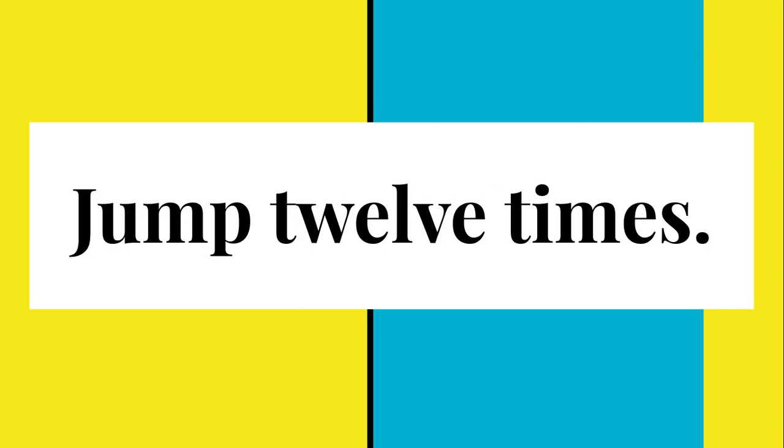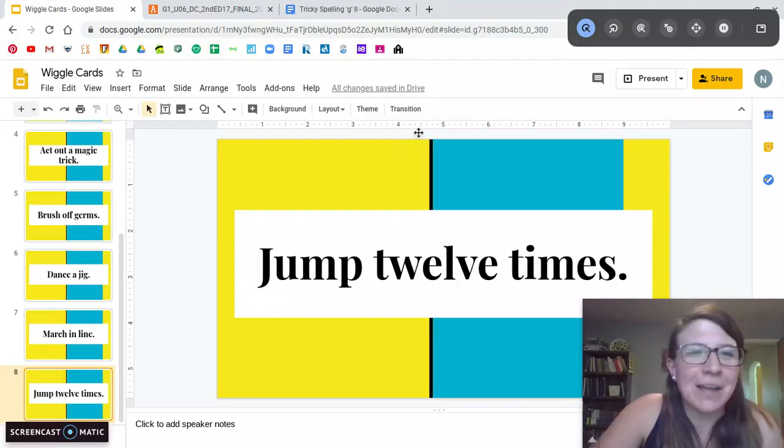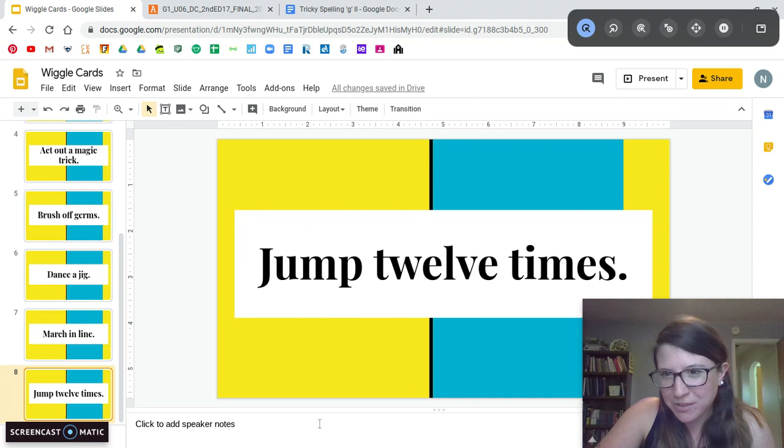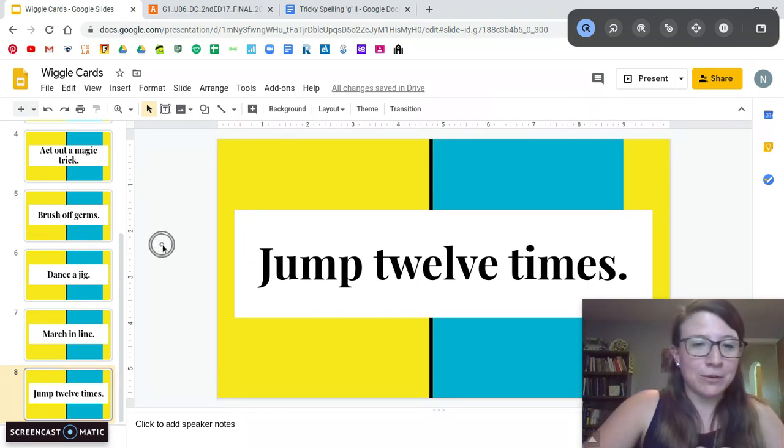Jump 12 times. Ready? Count together. 1, 2, 3, 4, 5, 6, 7, 8, 9, 10, 11, 12, 13, 14, 15, 16, 17, 18, 19. Whoa, I counted way more than 12. I just kept counting. I was having fun. You probably did 12 because you're good listeners. I was just having a grand old time with that.